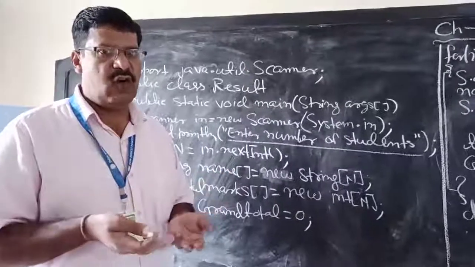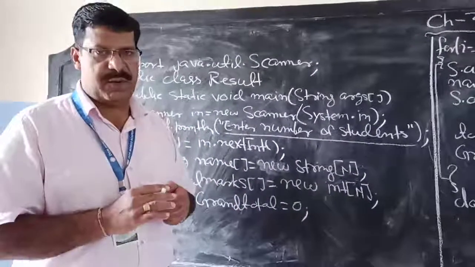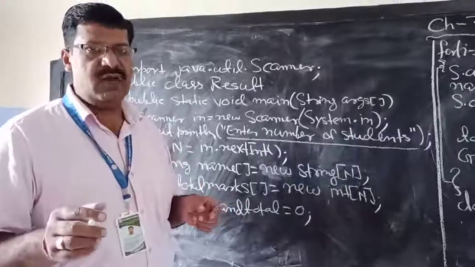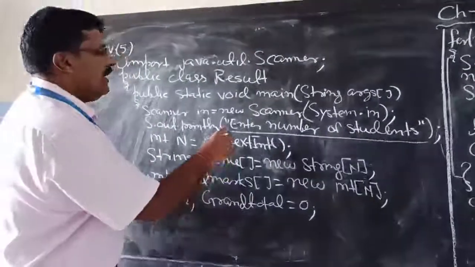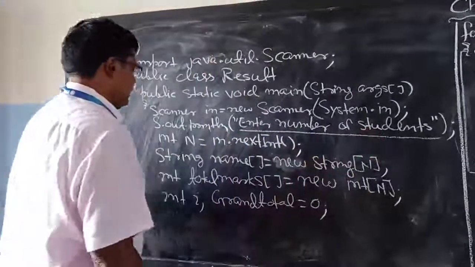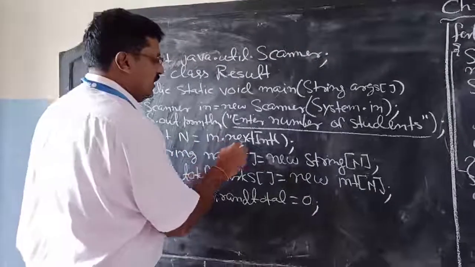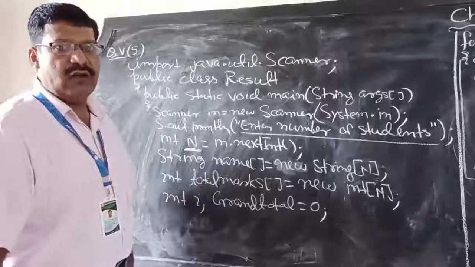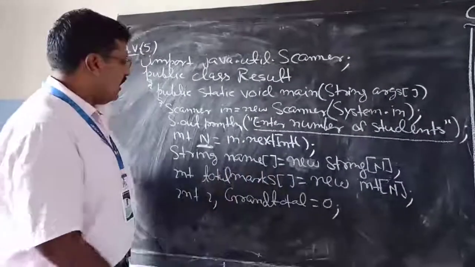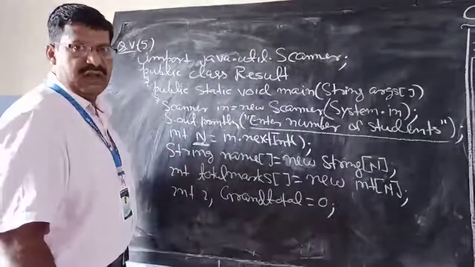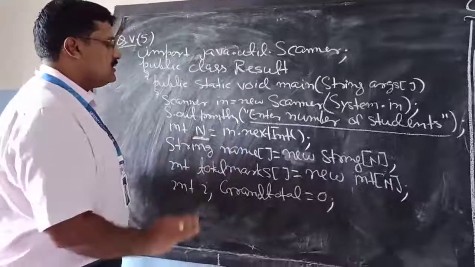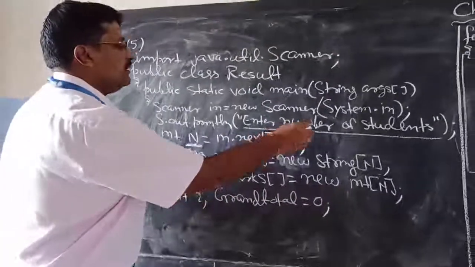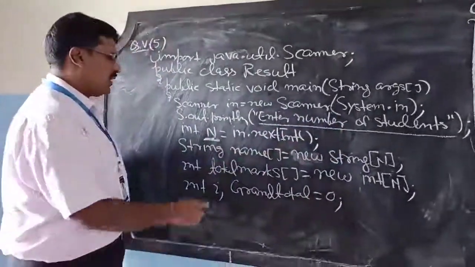If you input the value of n as 50, the size of the array will be 50. If 40, then the size of the array will be 40. So, enter number of students. int n equals in.nextInt. Here n is the number of students and we will declare the arrays of size n. So n is a simple variable in which we have to enter the number of students.